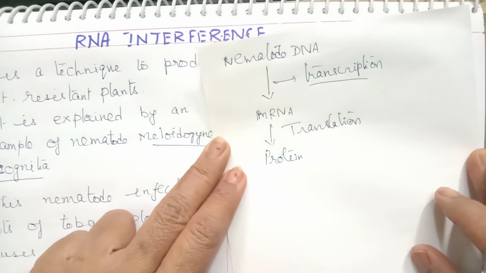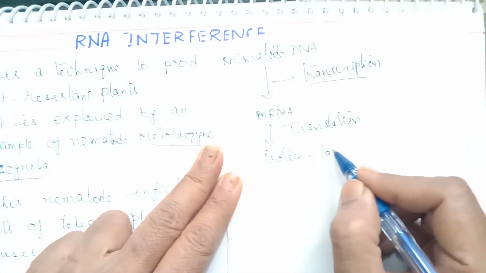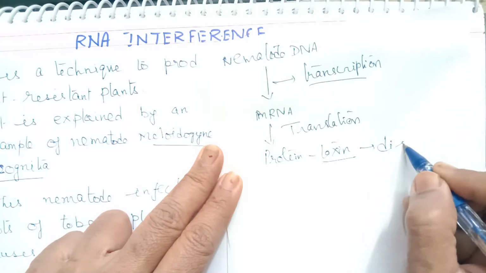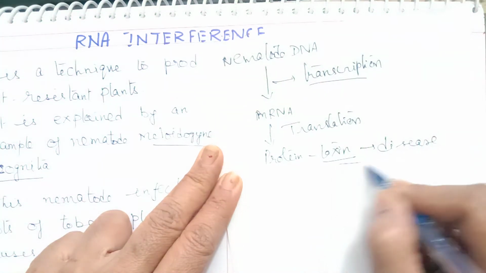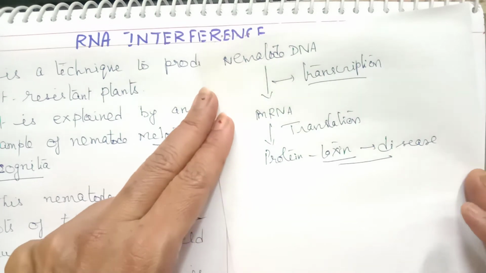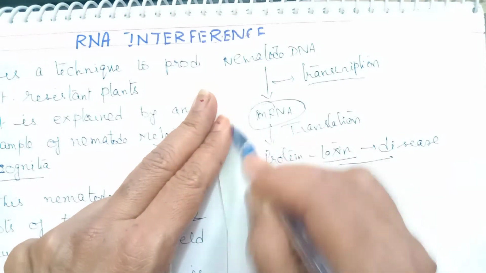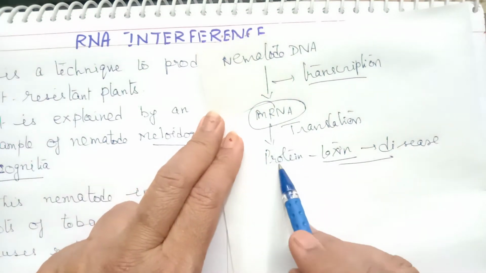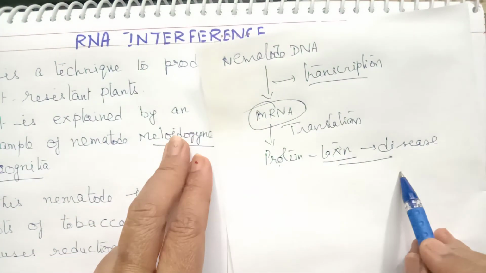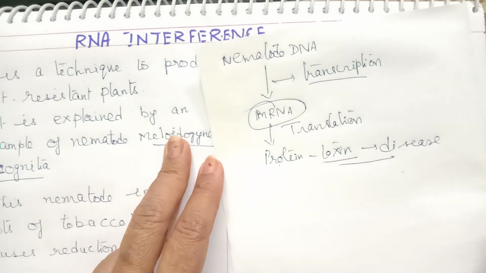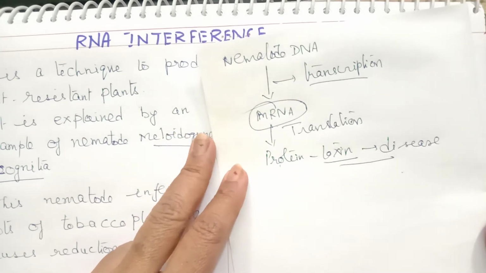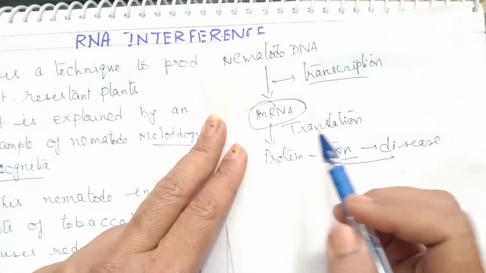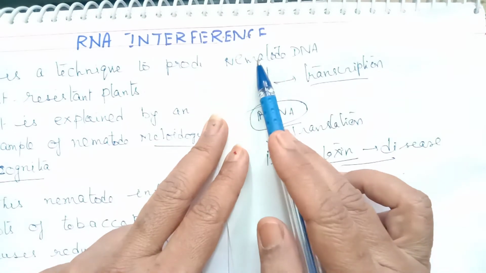And this protein can act as a toxic substance. It can act as a toxin, and then it causes the disease. The main purpose of this technique is to make this mRNA of the nematode non-functional so that it cannot produce any protein and cause the disease. This is the main purpose of the RNA interference technique. That is, the technique interferes with the functioning of the mRNA produced by the nematode.